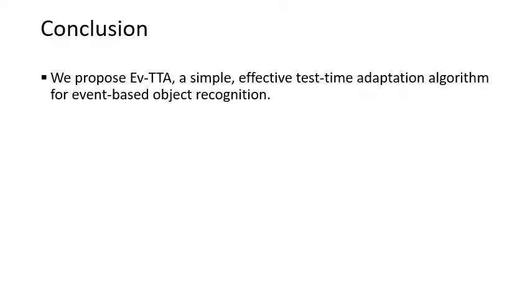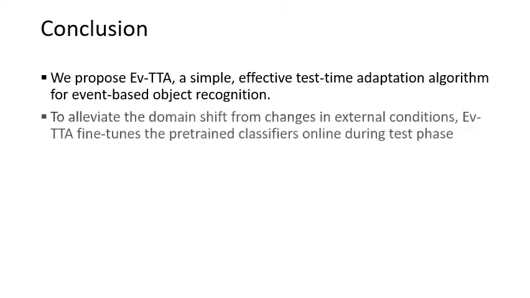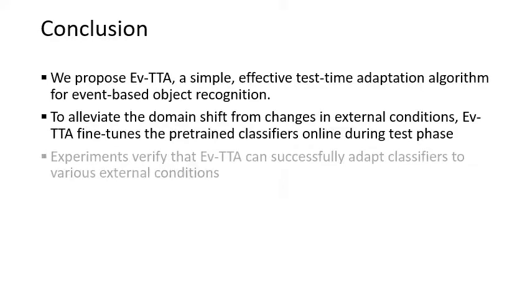In conclusion, we propose Ev-TTA, a simple, effective test time adaptation algorithm for event-based object recognition. Ev-TTA adapts existing classifiers to new, unseen environments in an online manner during test phase, without using any ground truth labels. Our experiments show that Ev-TTA effectively adapts classifiers to novel environments with large amounts of trajectory and brightness variations. We expect Ev-TTA to provide the key technique for deploying event-based object recognition algorithms in challenging real-world application scenarios.